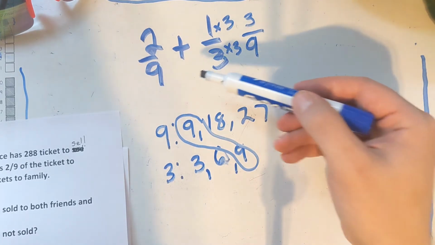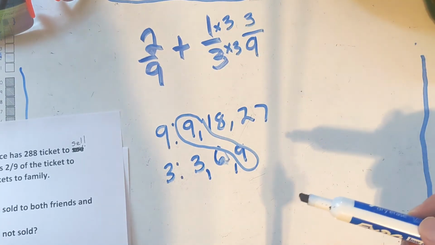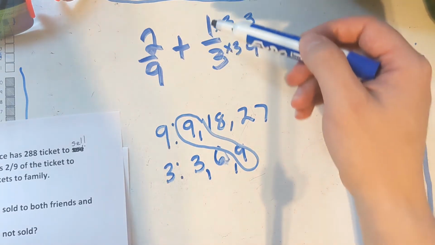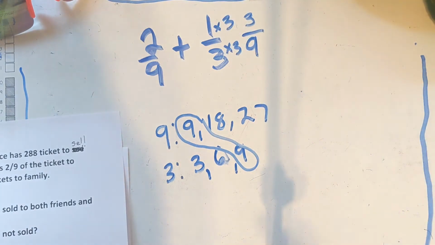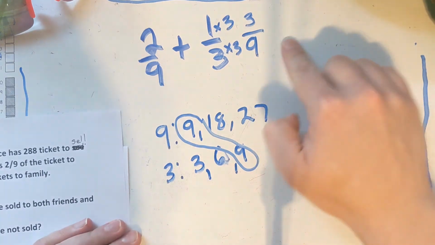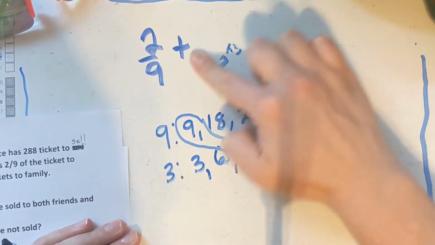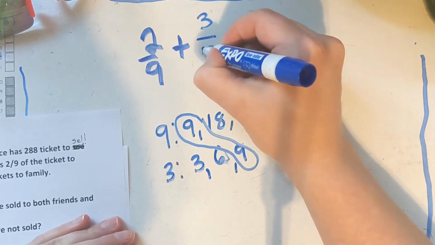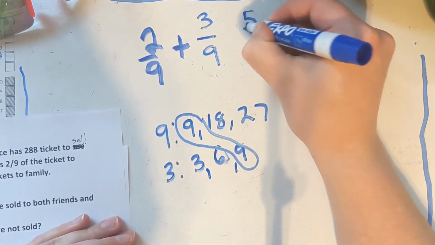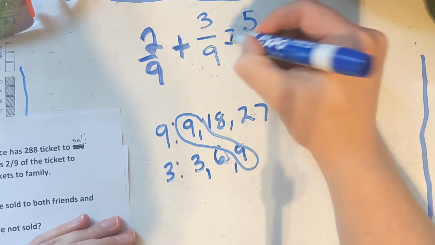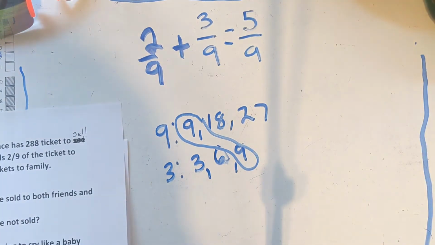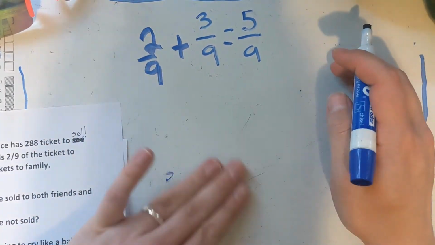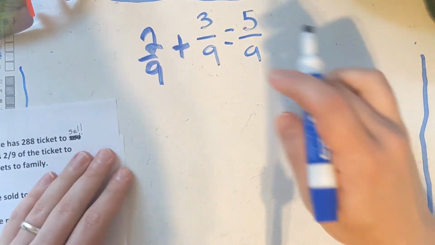So when I change it into 3/9 to add it, I just want you to know that's where I'm getting it from. I found the least common multiple, and I multiplied each, the numerator and the denominator, times 3. All right, so we've got 3/9. So we've got 2/9 plus 3/9, and that equals 5/9. And that's in its simplest form. So now we're finding 5/9 of 288.